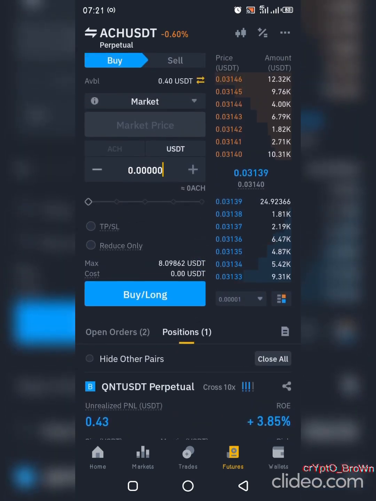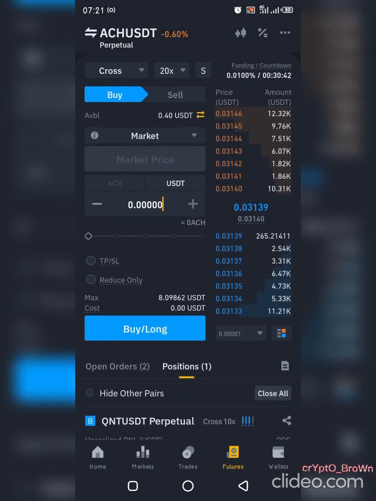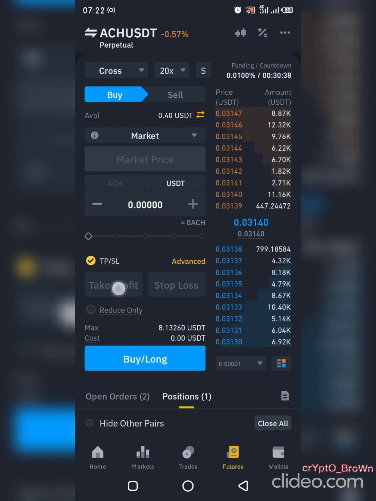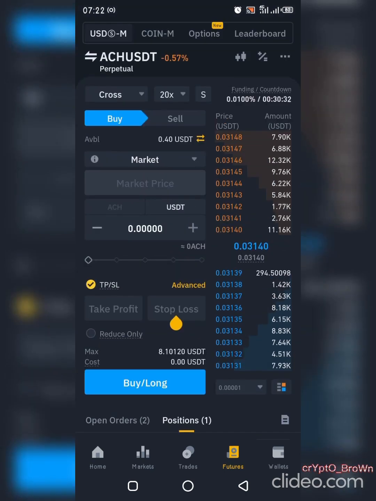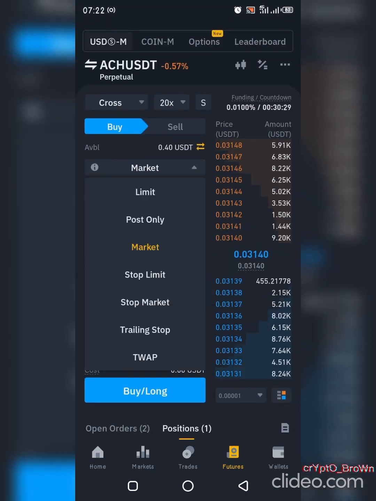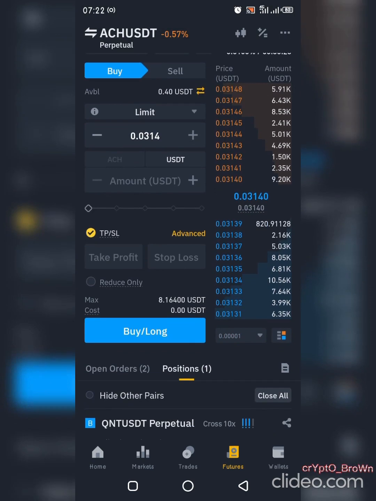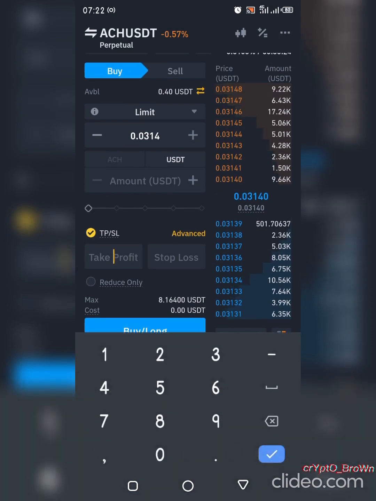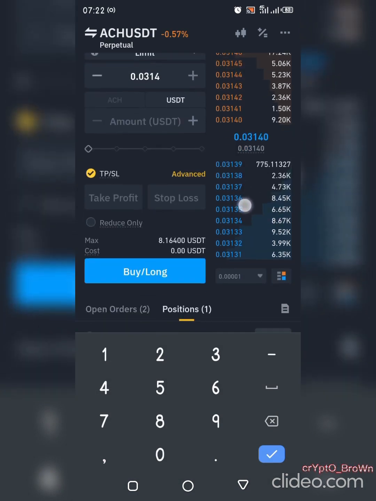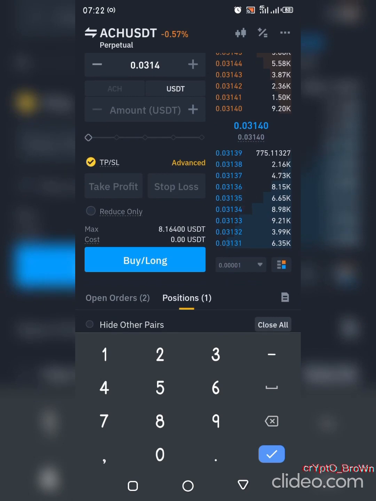Let's move on. Now you can see TP/SL. TP simply means take profit and SL simply means stop loss. After setting a limit order maybe and after entering the market, you can decide on the price at which you want to take profit and the price at which you want to leave the market. So that's what take profit and stop loss is about.